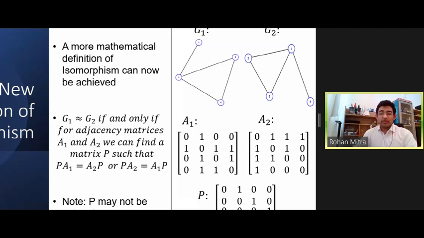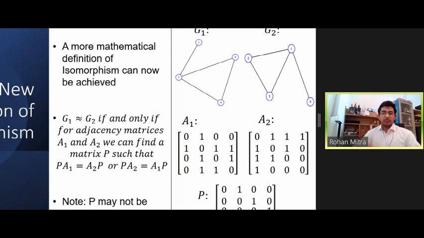I say that two graphs, G1 and G2, are isomorphic, that's what the approximate sign means, if and only if, for their adjacency matrices A1 and A2, which are the adjacency matrices for their respective graphs, I can find a matrix P such that P times A1 is equal to A2 times P. Note here we're using matrix multiplication, not something like the Hadamard product or anything. So it's P times A1 equal A2 times P, or, well, vice versa, P A2 is equal to A1 P. In fact, if you find either one of them, you could find the other one just by inverting P.